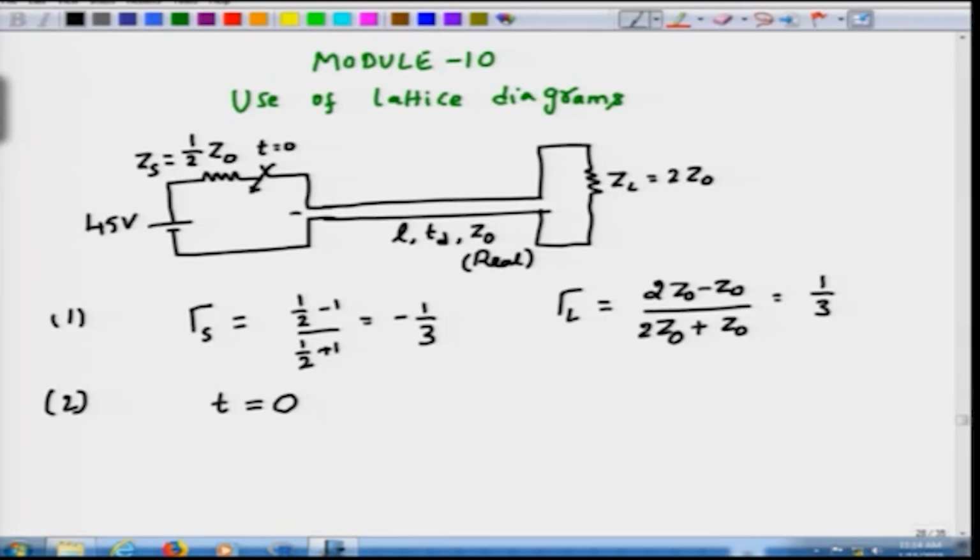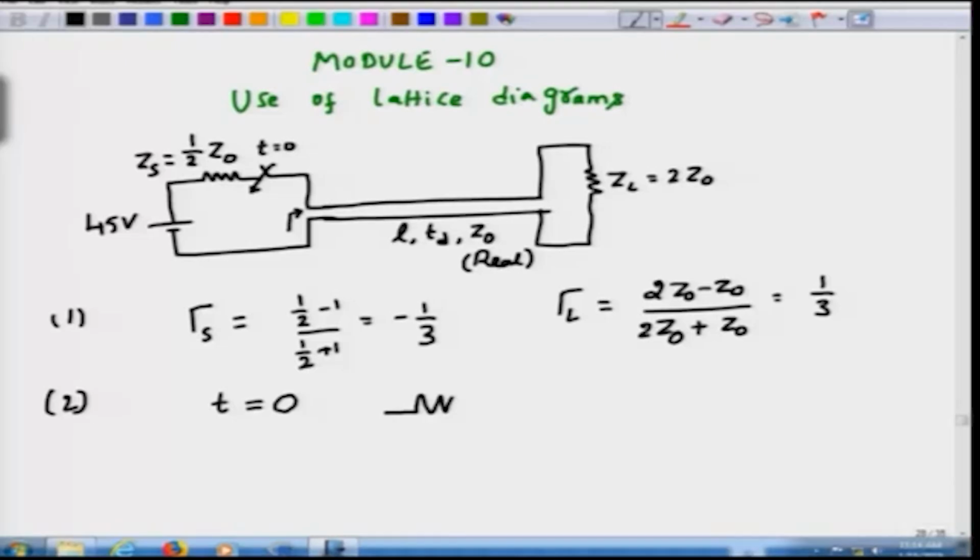And we know that the input impedance of an infinitely long transmission line with a characteristic impedance Z naught is simply equal to Z naught. So, at t equal to 0, the equivalent circuit will be something like this. This would be half Z naught, and then this is Z naught. This is the transmission line. So, let me just put these two big dots here to indicate that this is the equivalent impedance of the transmission line that you are looking at.